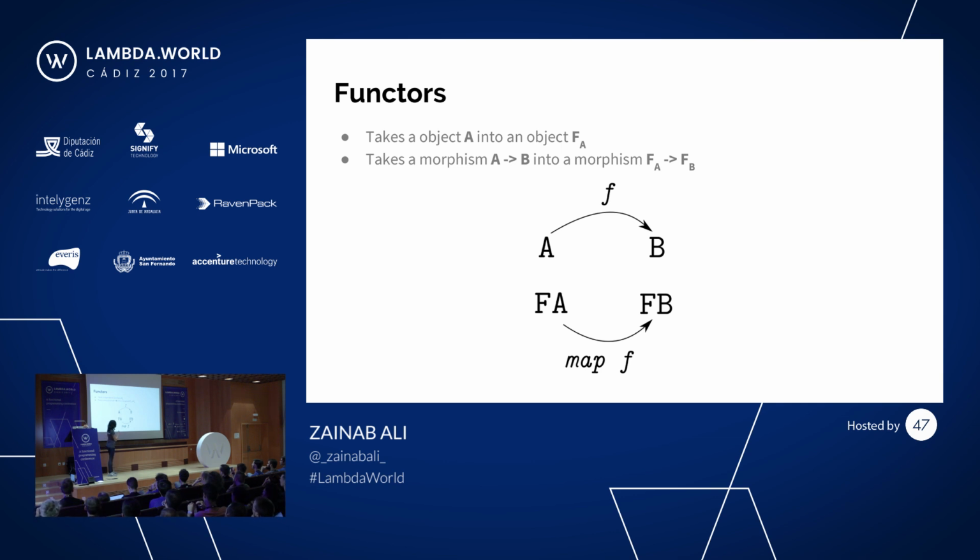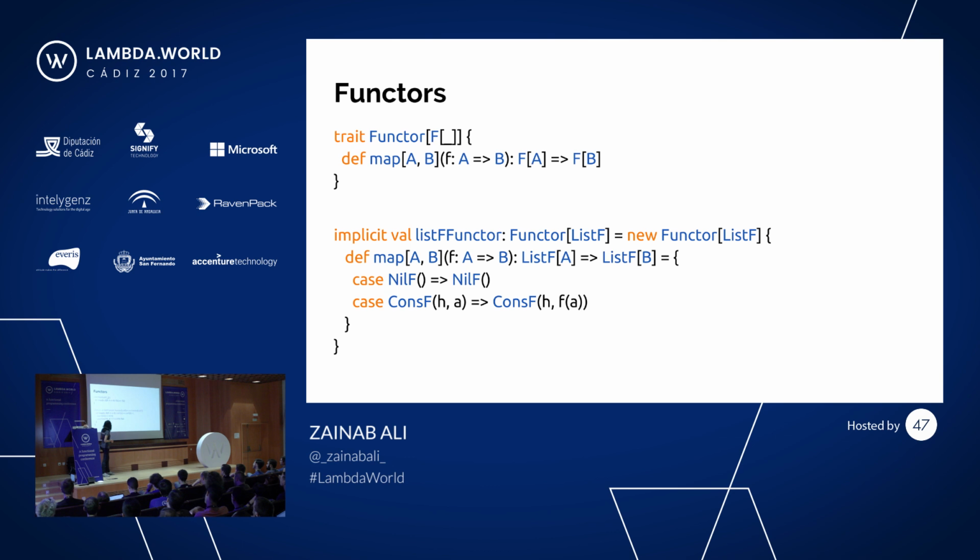So a functor is something which takes a type A into another type, FA, and takes functions from A to B into functions from FA to FB. And we might draw it like this. We might say we've got A and B, some function f, and we go from FA to FB via map f. And this is how we implement it in Scala. We say this F is the thing which goes from A to FA, and we have a map function which takes a function from A to B and goes to a function from FA to FB.